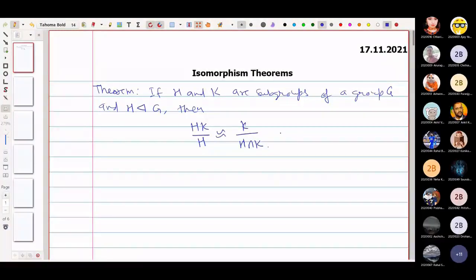So the thing is that we need to prove that there exists an isomorphism from this group to this group, and because on both sides we have a quotient group, we need to first verify that H is normal in HK and H intersection K is normal in K. We should verify these, because we can talk about the quotient group H by T only if T is normal in H. This result you may not get directly in your book as a theorem, but it may be in an exercise problem. Let us see how we can prove it.